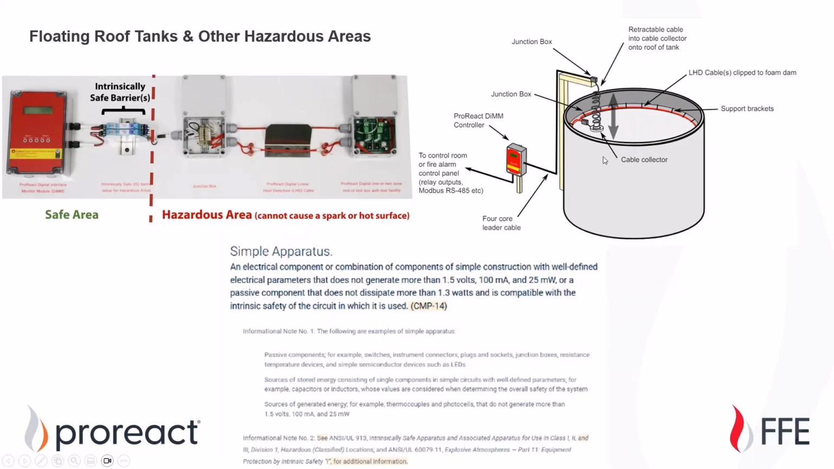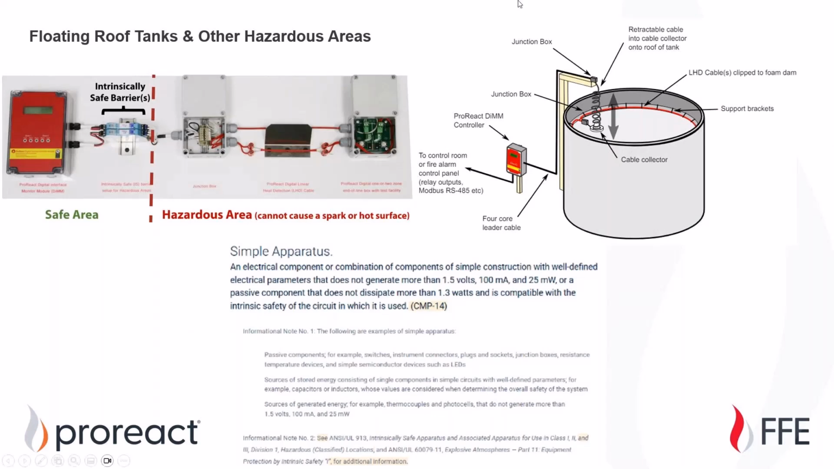So in the top right here shows a floating roof tank. And since that roof tank is moving up and down based on the level of liquid inside of it, the detection needs to account for that somehow. There are retractable cables that are commonly used for applications like this, kind of like a slinky. It allows it to move up and down.